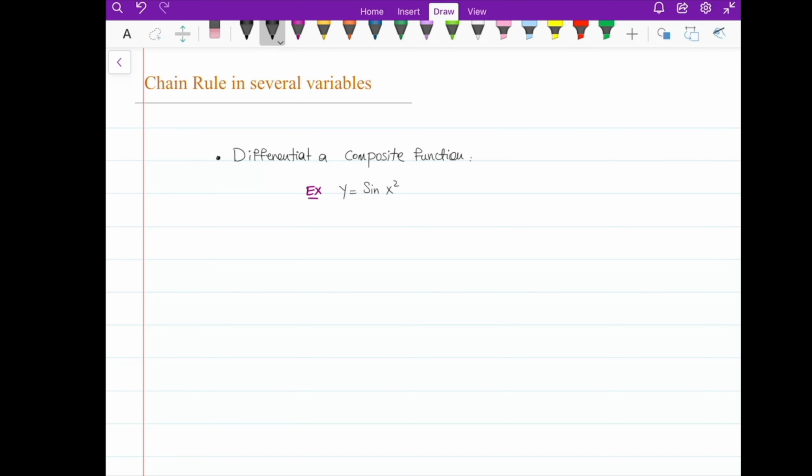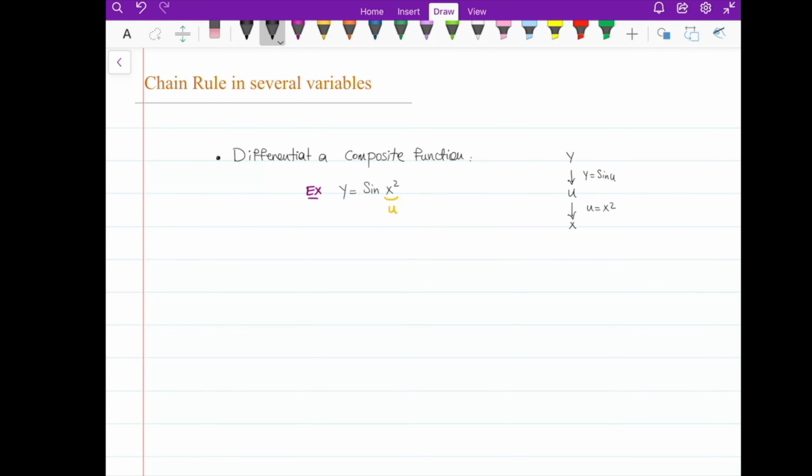As you see, y is a function of x, but I can say that I have a function u in between, and say y is a function of u and u is a function of x. So y is equal to sine of u, and then u is equal to x squared.